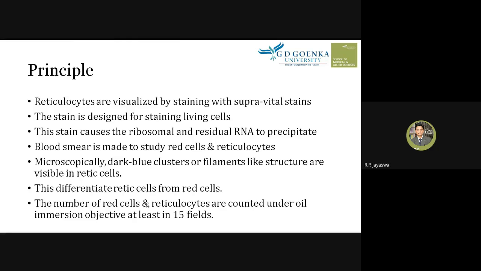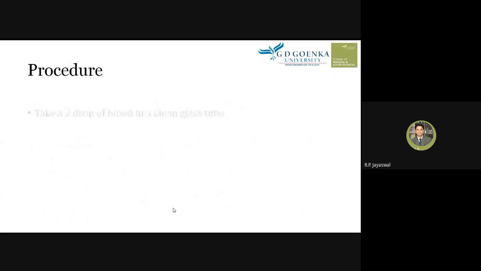The number of red cells and reticulocytes are counted under the oil immersion objective in at least 15 fields. So you have to observe at least 15 fields in the microscope at high power objective, or rather at the oil immersion objective, that is 100x. With the help of oil immersion, you have to observe the red cells and reticulocytes, and you have to count them. So the procedure you can do it.